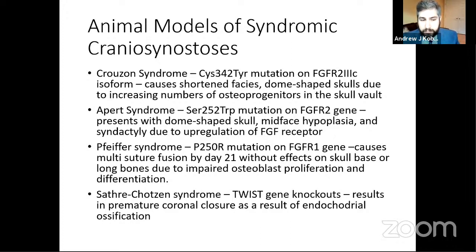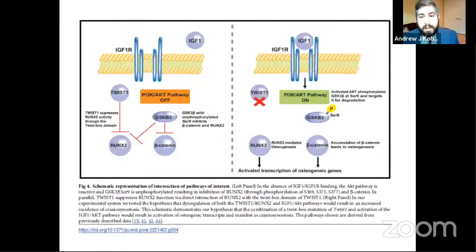proliferation and differentiation. Saethre-Chotzen, which I'll cover in a little more detail on the coming two slides, is a twist gene knockout, and it really results in premature, specifically coronal, closure as a result of endochondral ossification. And as we start to unlock a lot of these mutations, we understand why these abnormalities are occurring, and it provides us with a medium and a target through which we can intervene.